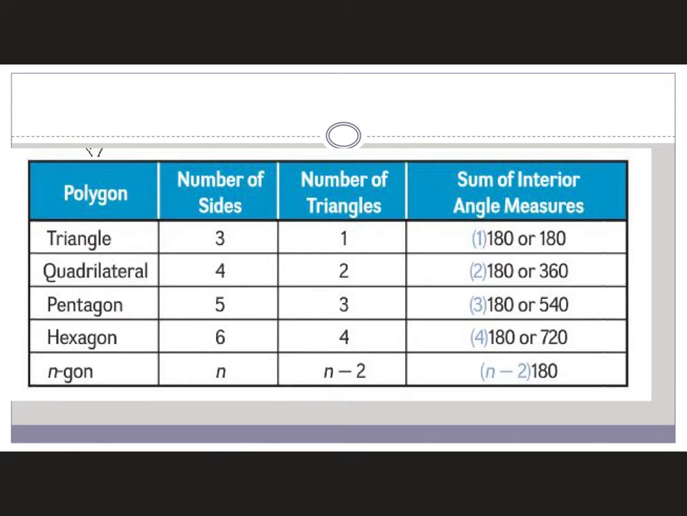So here it is. A triangle is going to have 3 sides. It makes just one triangle. We know the sum of the interior angles of a triangle is 180. A quadrilateral has 4 sides. We can turn it into 2 triangles. 2 times 180 is 360. A pentagon has 5 sides. It can make 3 triangles, so 3 times 180 is 540. A hexagon has 6 sides. It can make 4 triangles, so 4 times 180 is 720. So any n-gon, so any polygon, we can take the number of sides, subtract 2, that will tell us the number of triangles, and multiply that by 180 to get the sum of the interior angle measures.